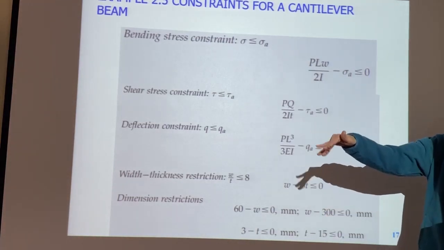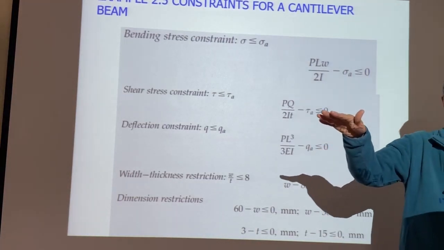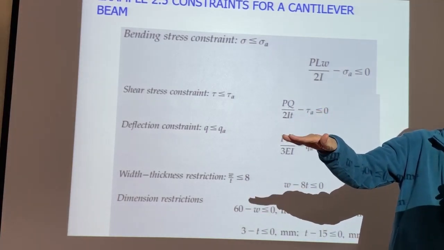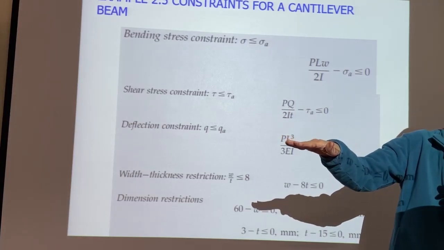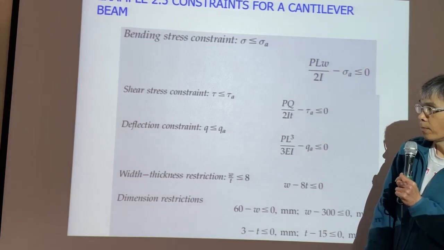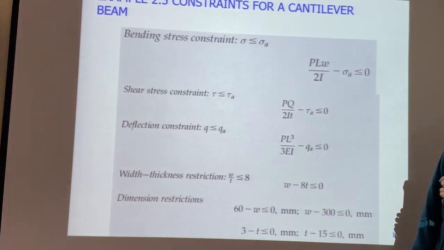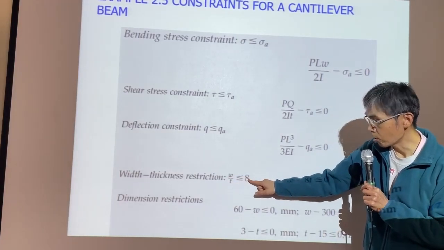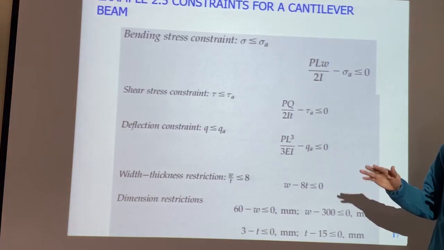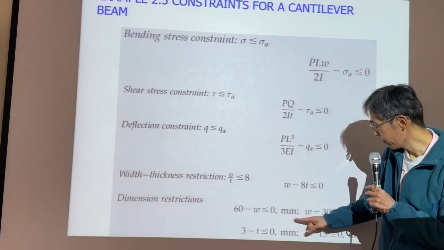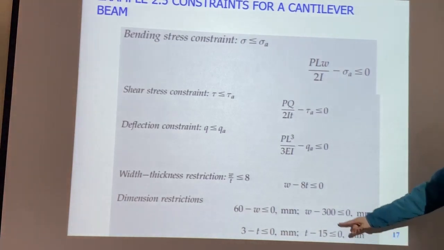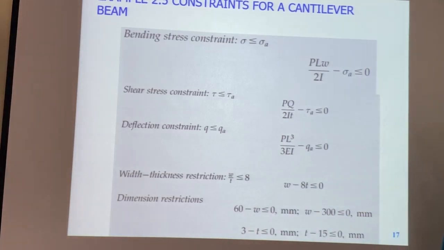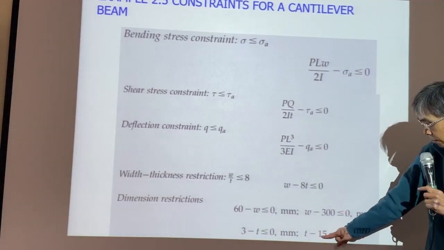If the deflection is too large, maybe for our function it might be an actuator, but if the displacement is too large, we don't like it anyway. So this is the maximum deflection. Otherwise, we have W divided by T should be less than or equal to 8. We set this design constraint. Also, the lower value 60 and the upper value 300 for W, and the lower value 3 and the upper value 15 for the thickness.